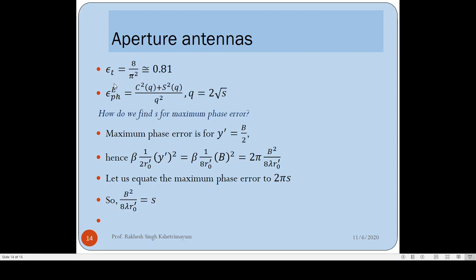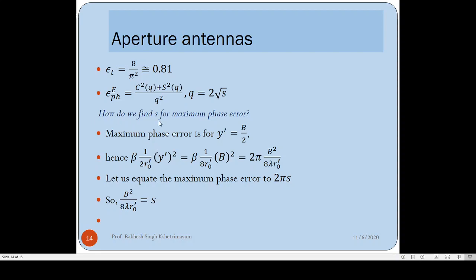Epsilon phase also you can find out by integrating the aperture electric field. Standard formula you have, it turns out to be C square q plus S square q divided by q square, where q is 2 times square root of s. So like last time when we considered the H-plane sectoral horn antenna, we defined a new variable t. Here we'll define a new variable s.